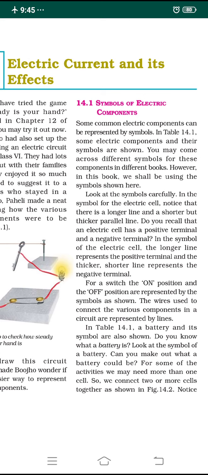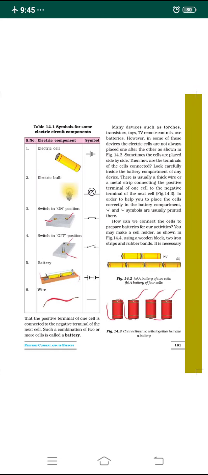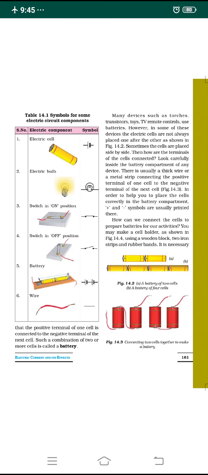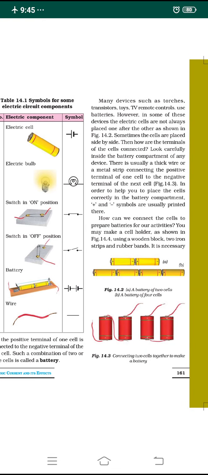Here we connect two or more than two cells together, which is shown in figure 14.2. You have to notice carefully that many devices such as a torch, which we use in our day-to-day life, transistors, and TV remote controls use batteries, not cells. In some of these devices the electric cells are not always placed one after the other, isn't it?